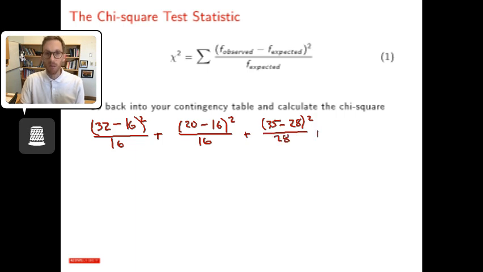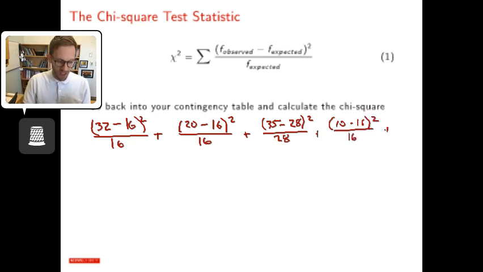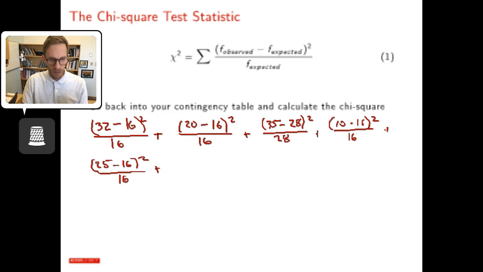Okay, now I'm going to move to against. I observed 10 Republicans against, but if there was no relationship, I would have expected 16. For Democrats, I observed 25 against, my expectation of 16. And for independents, I observed 40 that were against, minus my expectation of 28. And so I put that 28 on the denominator.